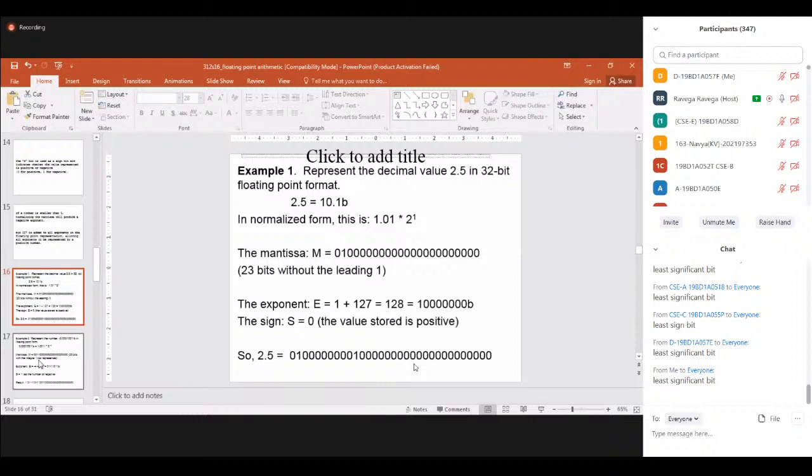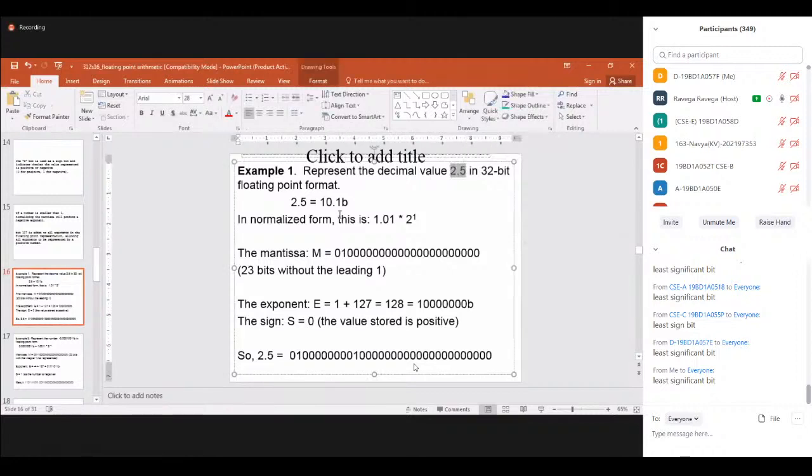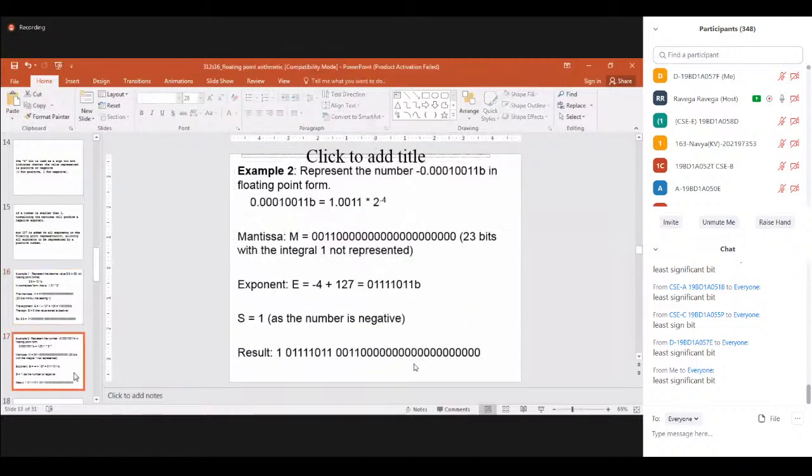Okay, what you have done here is represent the decimal value 2.5 in 32-bit floating point like this. Now we are going for the vice versa, right?